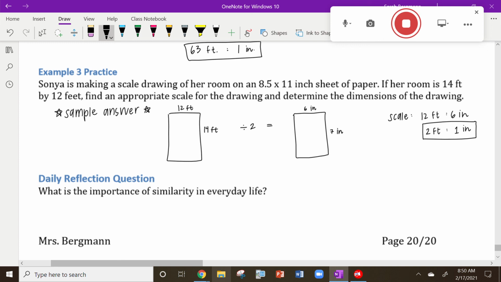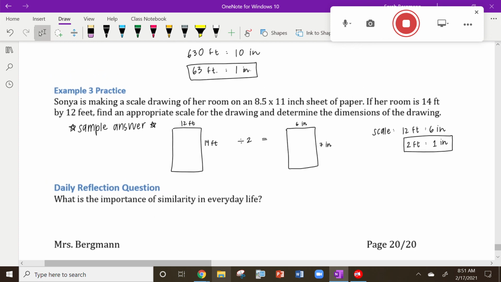Okay, so what is the importance of similarity in everyday life? I want you to think about that and see if you can answer it in a couple of complete sentences. That's the end of this chapter. We've learned a lot about similarity and how it applies to scale factors and scale drawings.